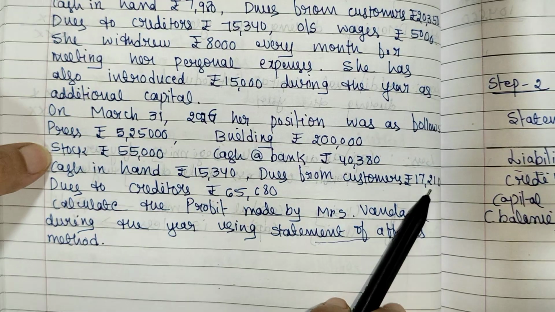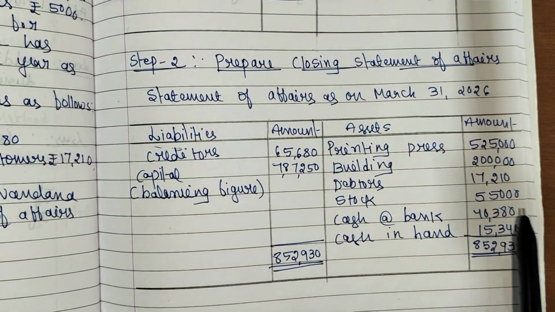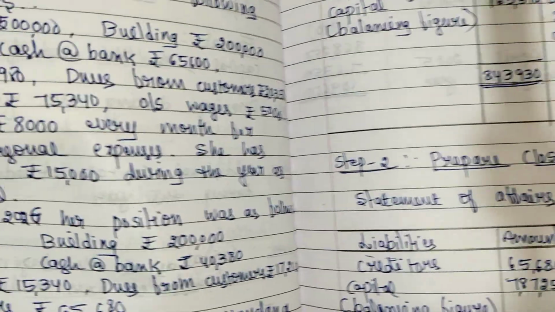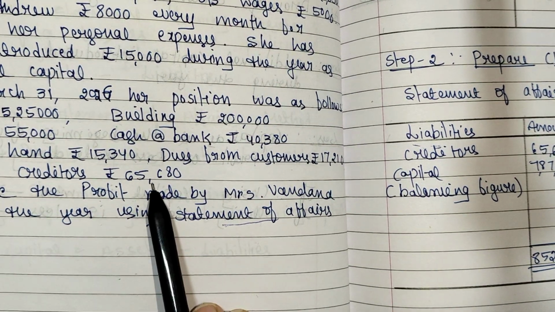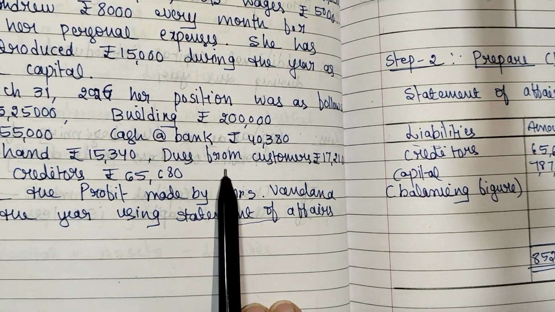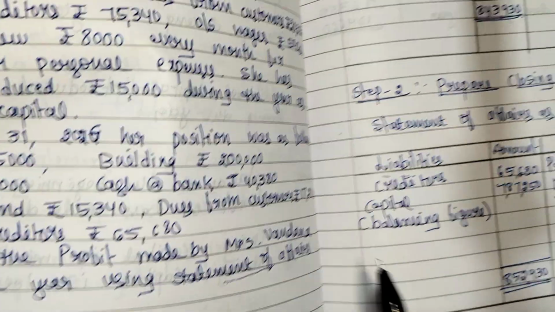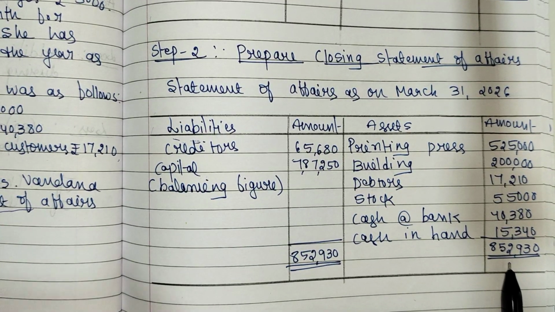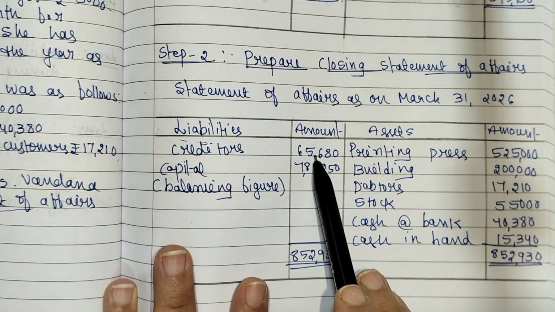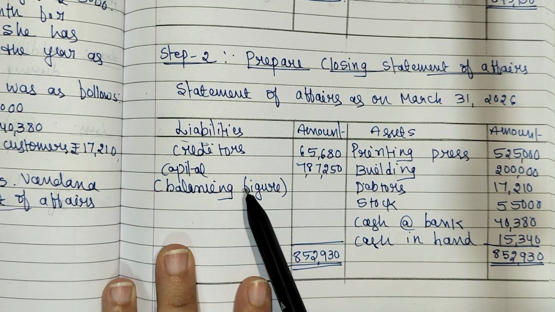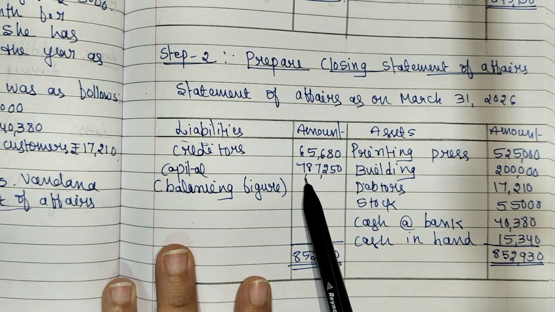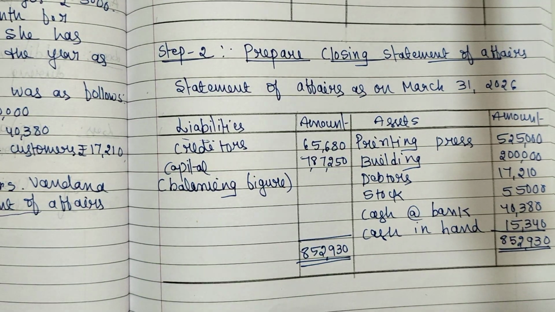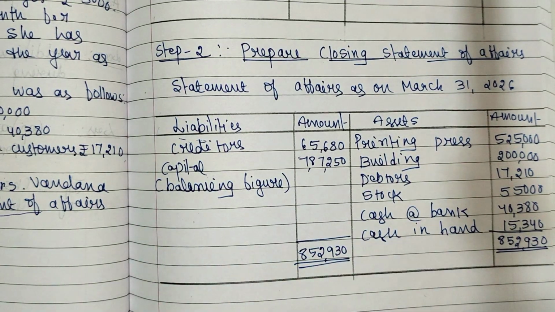customers 17,210, that means debtors. See here. Right? Now go to the liability side, write down creditors. Dues to creditors, how much? 65,680, and here outstanding wages are not there, right? Now the asset side is more, again total it, that is 8,52,930 and deduct 65,680. Now we arrive at the closing capital balancing figure, that is 7,87,250. Clear? So this is the closing statement of affairs.